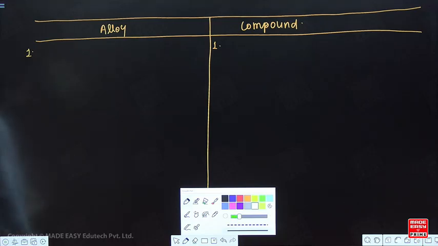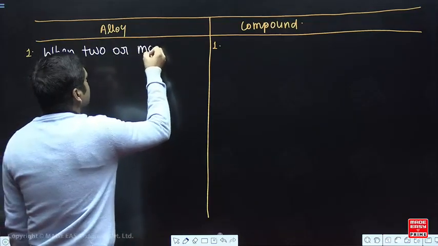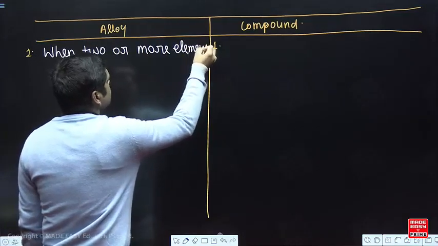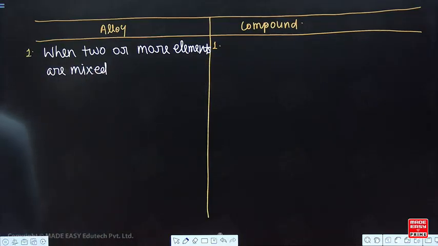When two or more elements are mixed and they do not form a chemical bond, then it is termed as alloy.